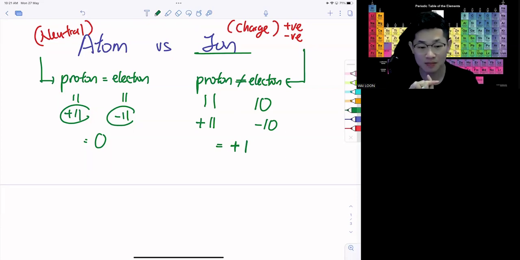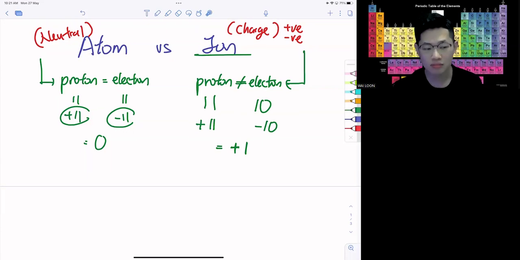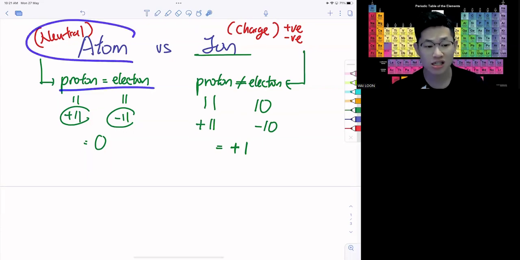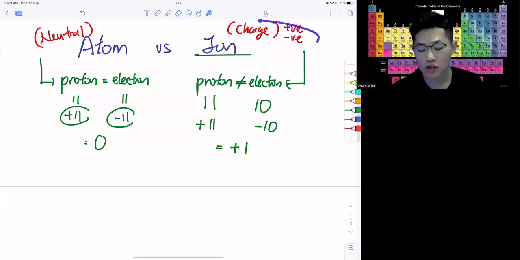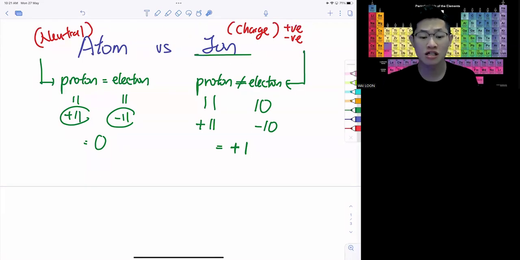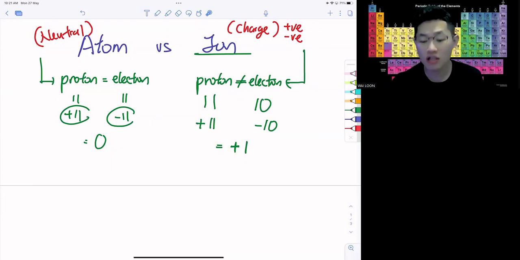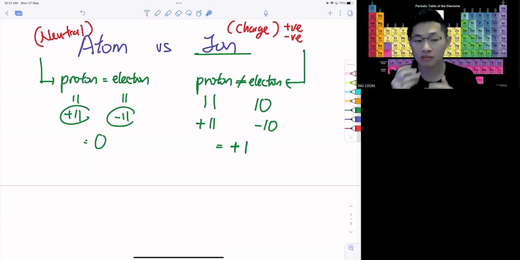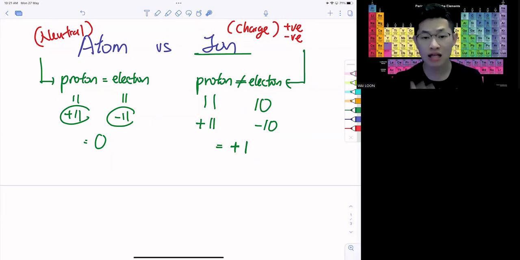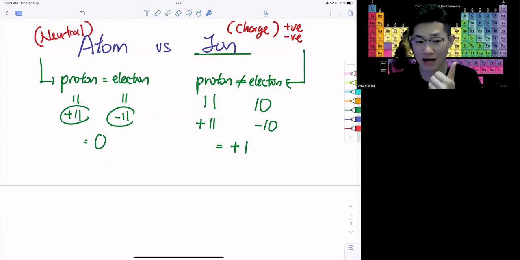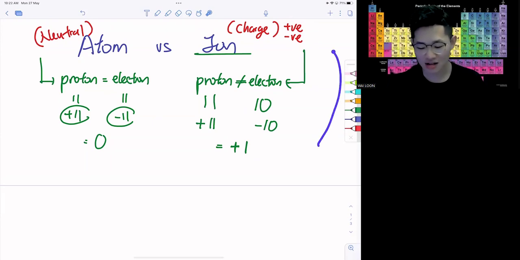Okay, understand? So atom, no charge because proton and electron are the same. Ion always carries charges because their proton and electron are different. If I have proton more than the electron, I get positive charge. If we happen to have more electron than the proton, then it will be a negative charge. Is that okay? Can understand? Okay, if understand, then you write it down.